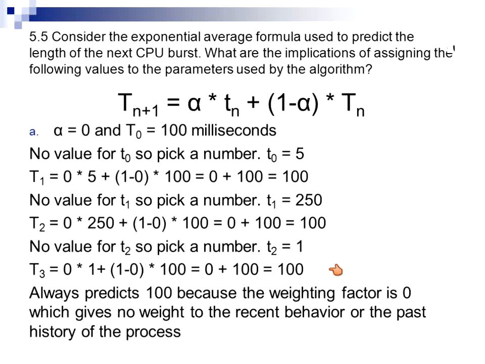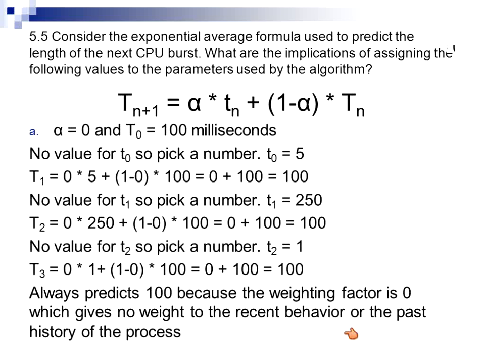By this, I'm feeling pretty sure that no matter what happens, it's going to come up with the answer of 100. So my answer here was that it always predicts 100 because the weighting factor is 0. So there's no weight given to the recent behavior or the past history of the process. Okay, it's always coming up with 100.